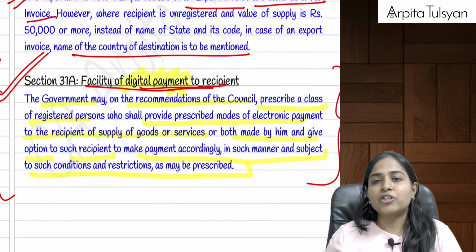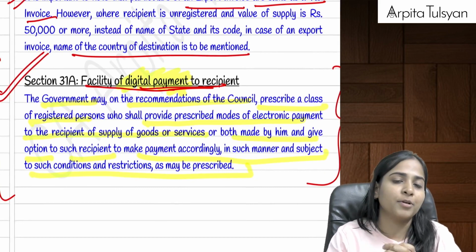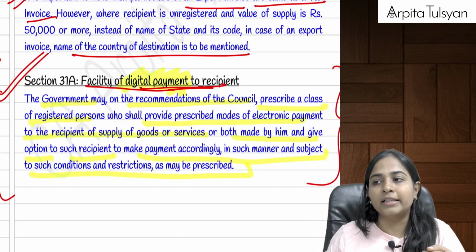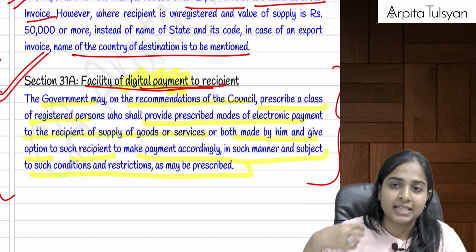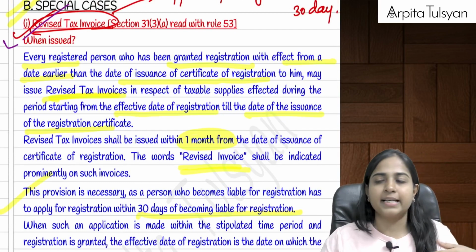Right? Then section number 31A says that the facility for doing digital payments should be provided to the customer. It means whenever we are selling goods to another person, the recipient should be given the facility to make digital payments. Okay, that was a different section altogether.